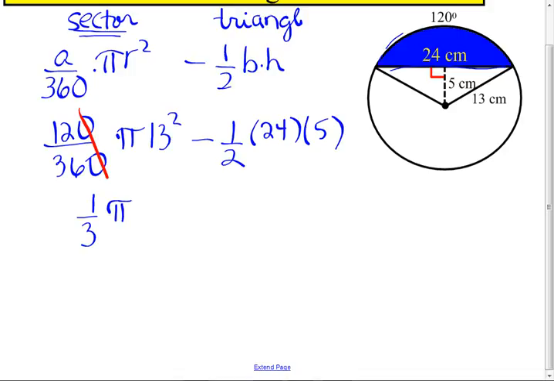You guys know what 13 squared is? It's 169. 14 squared is 196. That's how I remember them. The last two numbers get switched. Okay, guys? What's half of 24? You know what 12 times 5 is? 60.